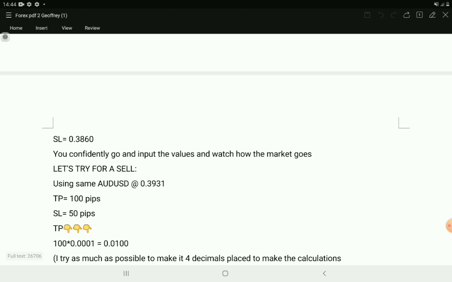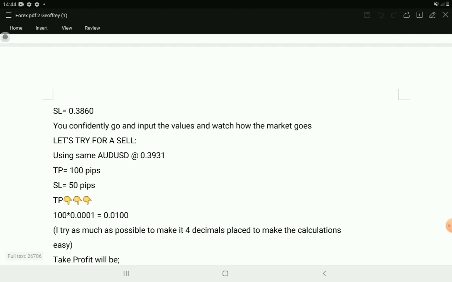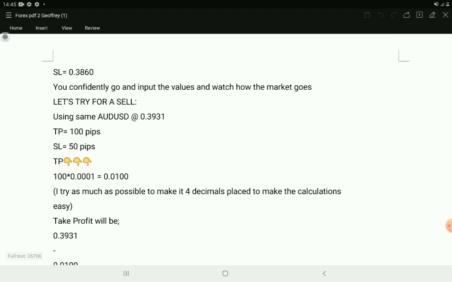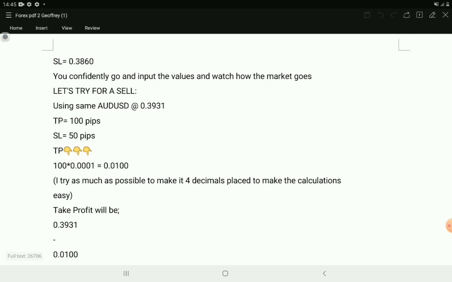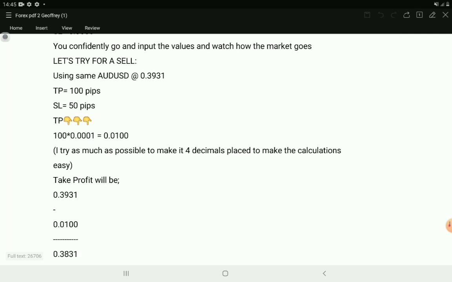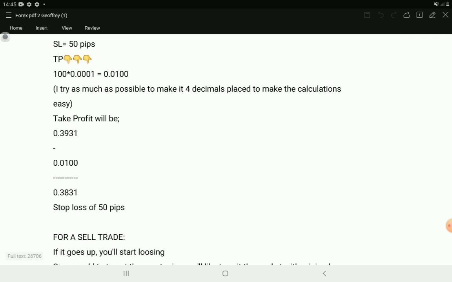Then if you are adding 100 pips to this, how are we going to add it? I gave us the logic all the time, because we say that we start counting our pips from the figure after the 4 decimal point. Then you just multiply your 100 pips by 0.0001, right? It will give you 0.0100. Then you subtract this 0.0100 from your initial point of entry, that is 0.3931. If you subtract it, it will give you 0.3831.